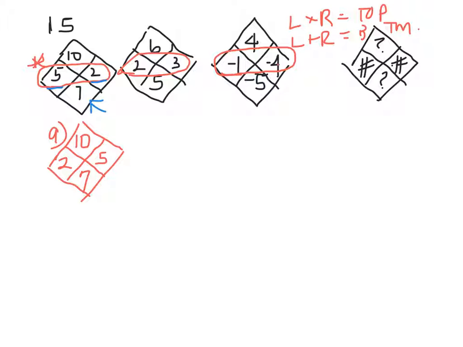Negative 1 plus negative 4 is negative 5. Negative 1 times negative 4 is positive 4. 2 plus 3 is 5. 2 times 3 is 6. All right, let's take a look at our next here. This one has a -2 and a -1 in the left and right sides. -2 times -1 is +2. -2 plus -1, that's right.